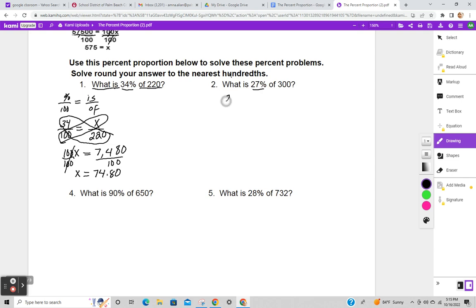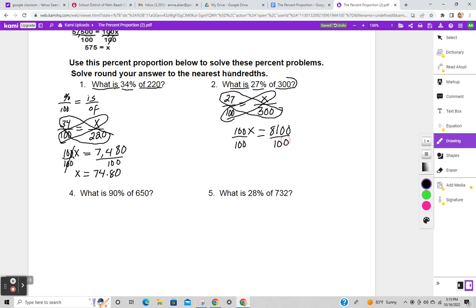So we'll start with our percent that goes over 100. Okay, our is missing in this case. We have our of is 300. So our is missing, we'll let that be x. Now we'll take the cross product. 100 times x is 100x. And 27 times 300 is 8,100. Now we'll divide both sides by 100 to get x by itself, and x equals 81. And that's our answer.